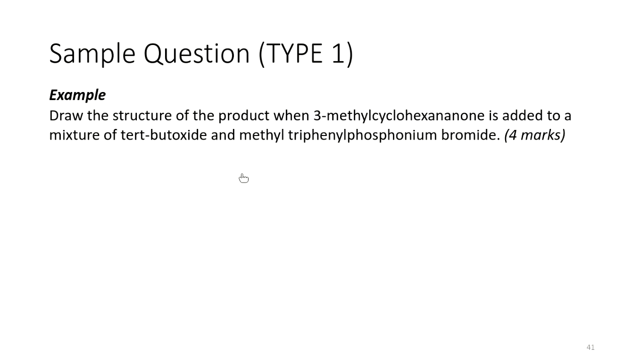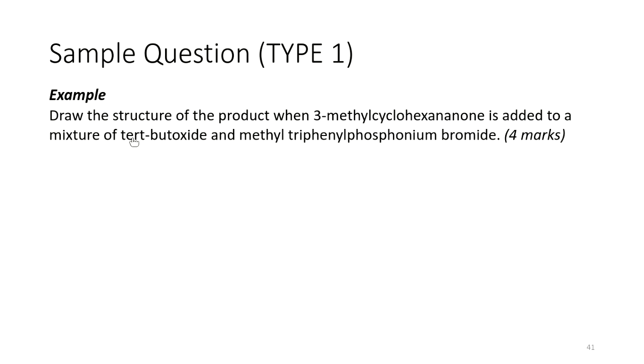let's go through a question, and there are some more sample questions in the PDF that is posted. I'm just choosing one to go through for today's lecture. Here's a question that you could get. You're told that 3-methyl-cyclohexanone is added to tert-butoxide and methyl triphenylphosphonium bromide. This looks like such a strange sentence, but we're going to break it down bit by bit.